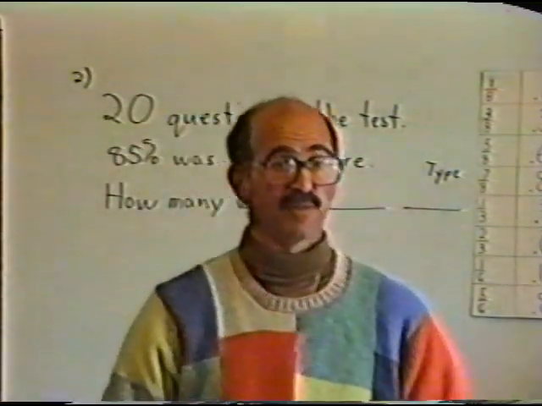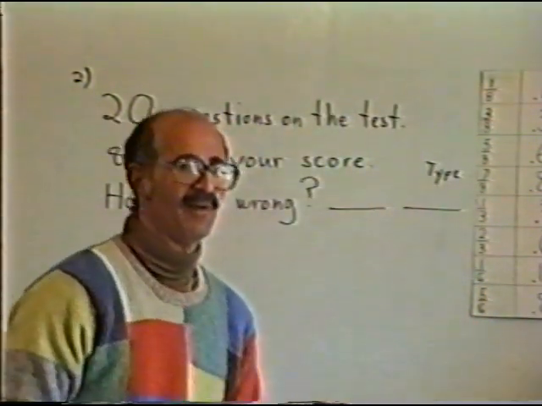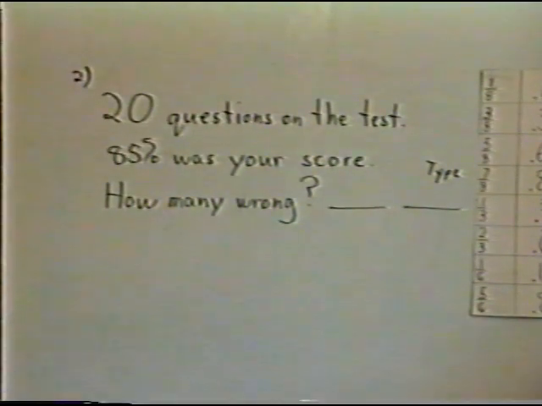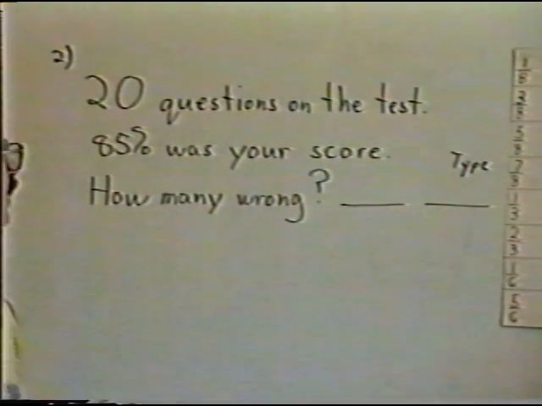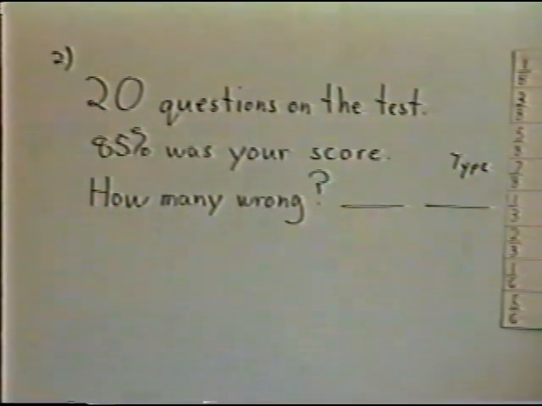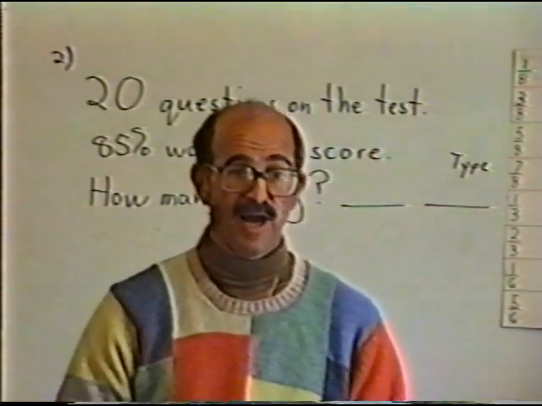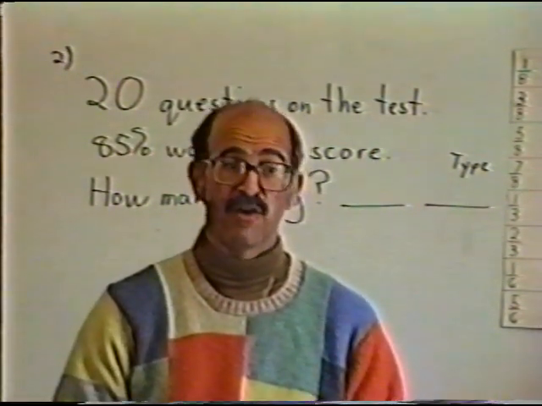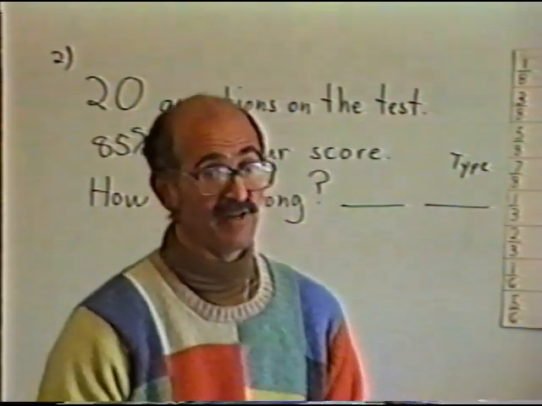Well, that first one was kind of straightforward, don't you think? Yes. Well, let's see about this one. 20 questions on the test. 85% was your score. How many wrong? 85% tells how many were right, but I'm asking how many are wrong. This time I'm throwing you a little bit of a curveball.